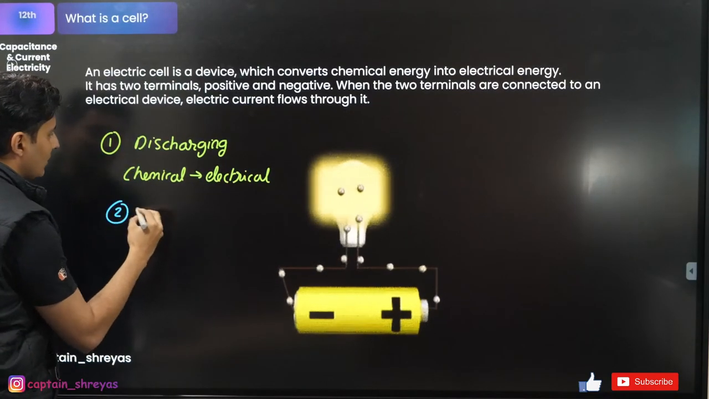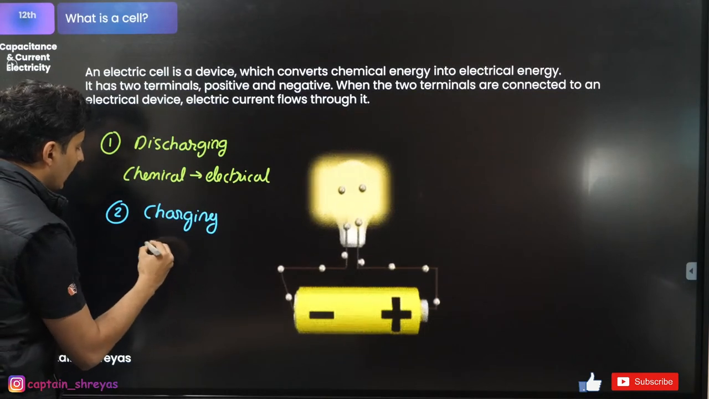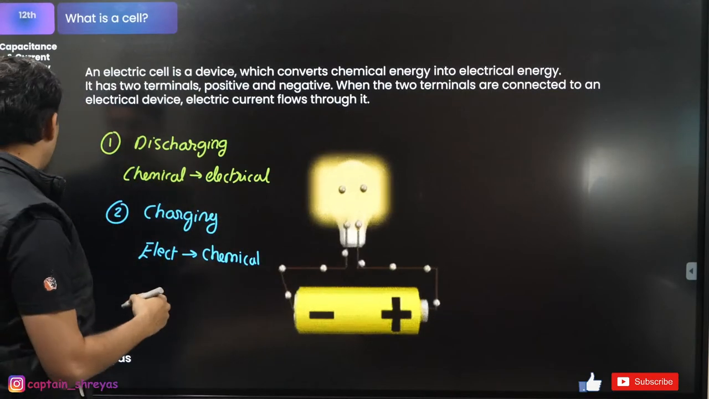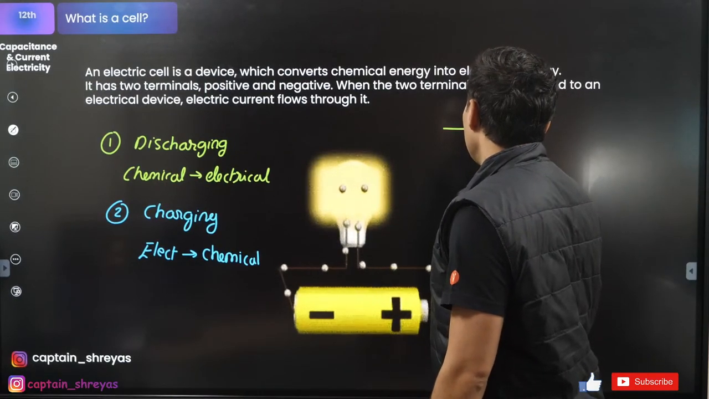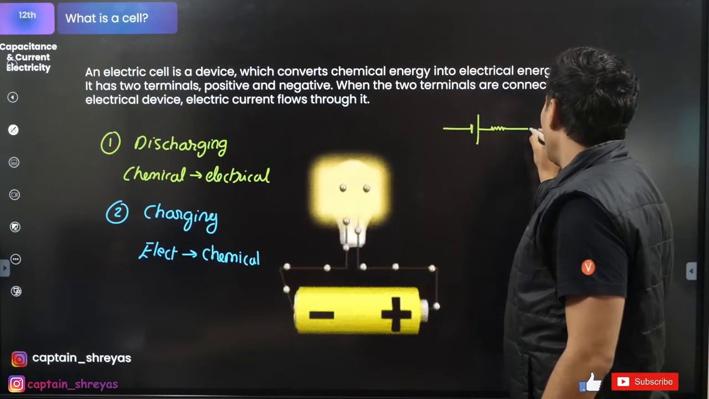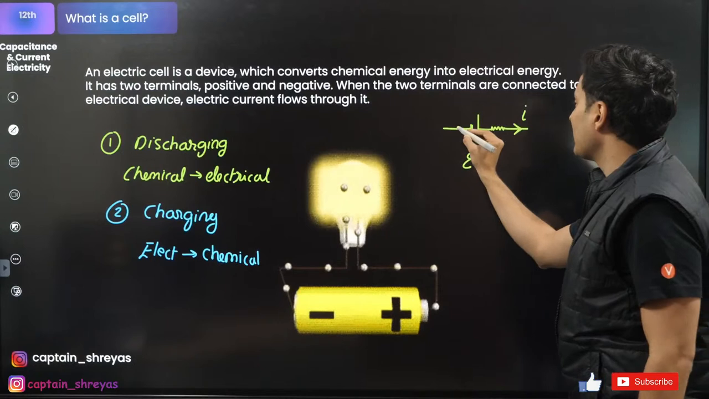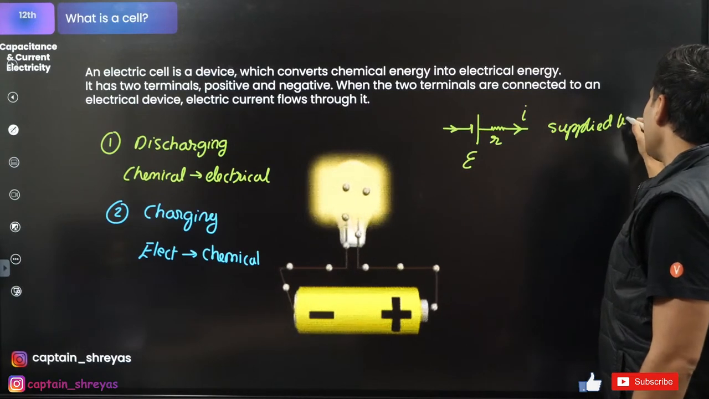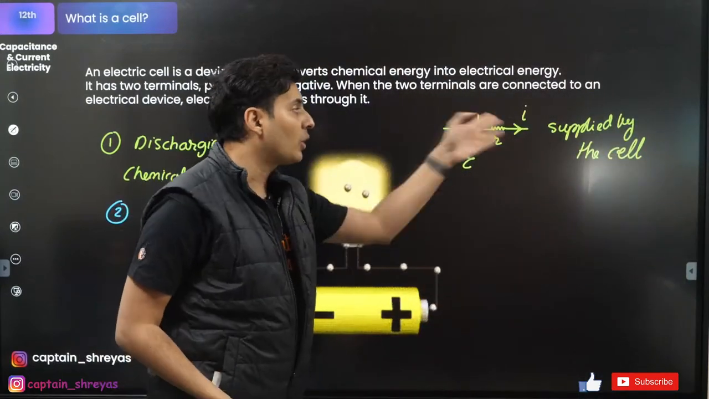The second situation is when you are charging the battery. In such a case, the electrical energy gets stored in the form of chemical energy. The diagram for discharging looks something like this. There is a battery. It might have some amount of internal resistance, which is the resistance inside the battery. This is the EMF. This is the internal resistance. You can see the current is supplied by the cell, coming from the positive terminal.